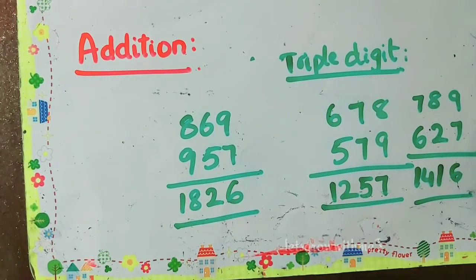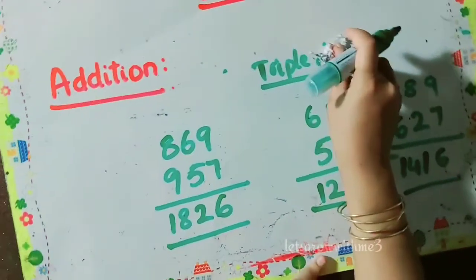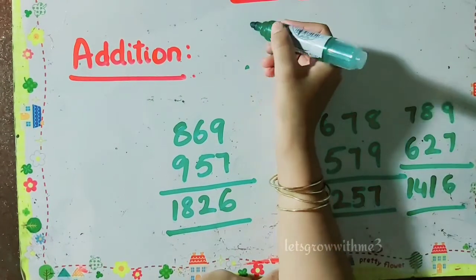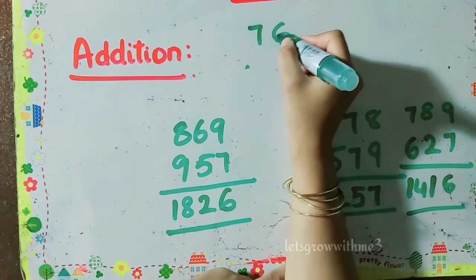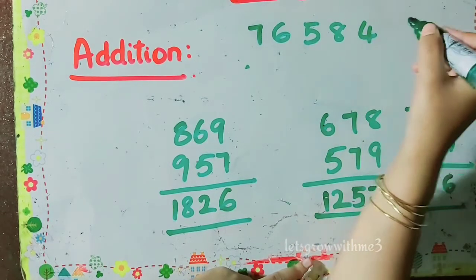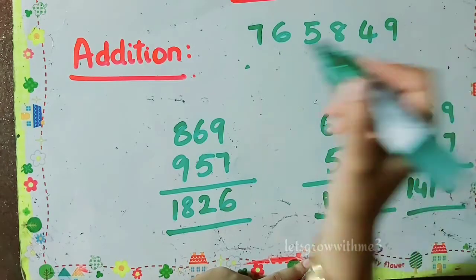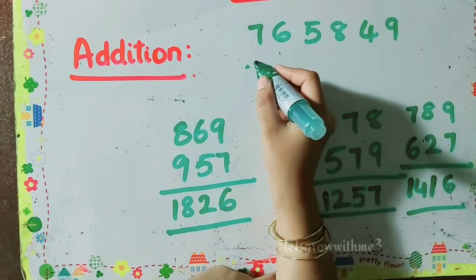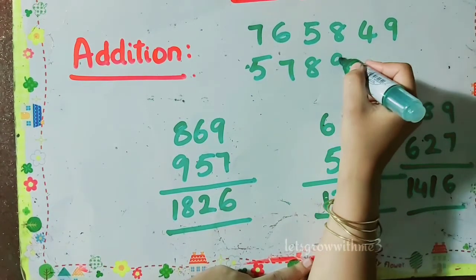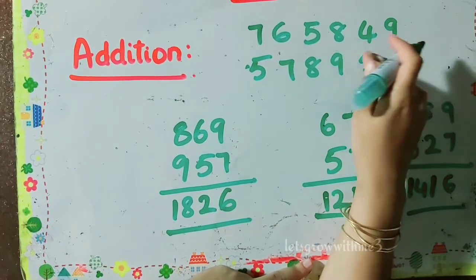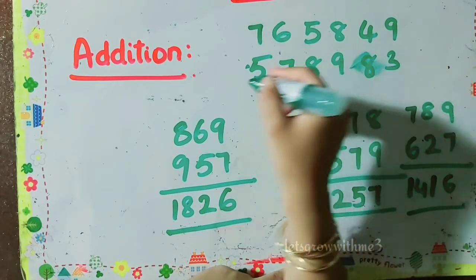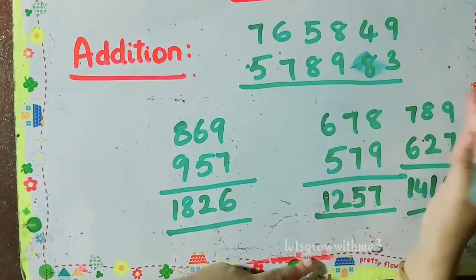So now I wanted to do some lengthy addition problems which we can do with the same concept. Suppose for example we have a number like this, 765849, which is a 6-digit number. So this concept is applicable to any number of digits. Plus 578983. How to do this question?